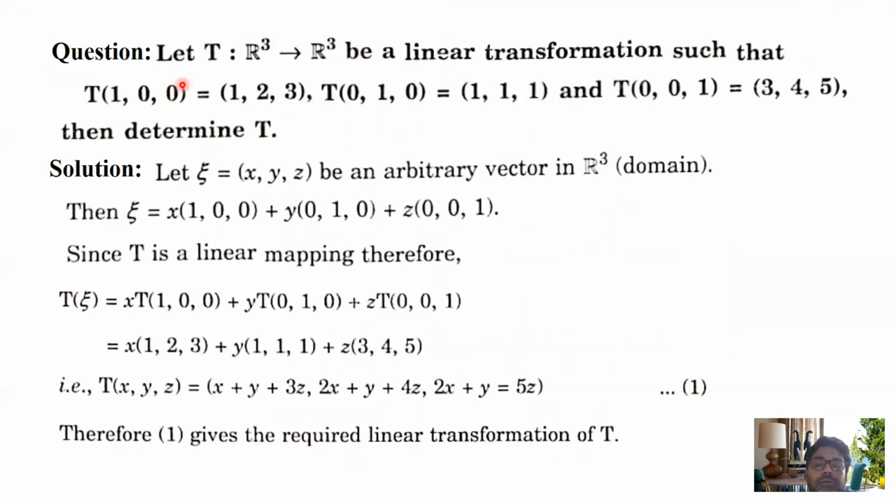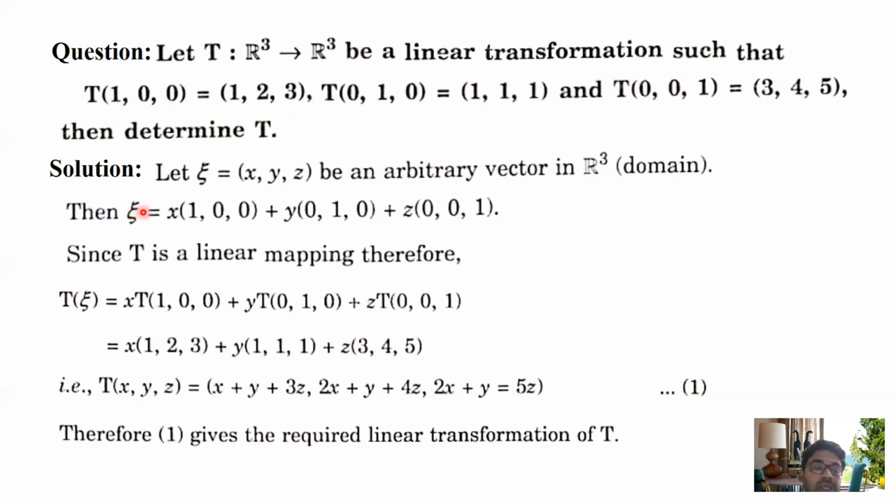Question number 3. Let T: R³ → R³ be a linear transformation such that T(1,0,0) = (1,2,3), T(0,1,0) = (1,1,1), and T(0,0,1) = (3,4,5). Then determine T. Same process like last lecture. Let ζ = (x,y,z) be any arbitrary vector in R³, that is the domain.